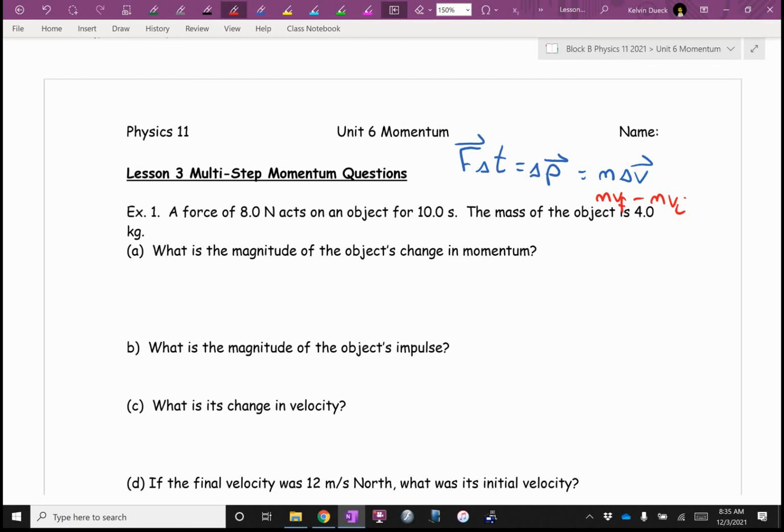Example 1 says this: a force of 8 newtons acts on an object for 10 seconds. I see a force, I see a time. The mass of the object is 4 kilograms. Okay, cool. What does A want me to find? Change in momentum. How am I going to find it?